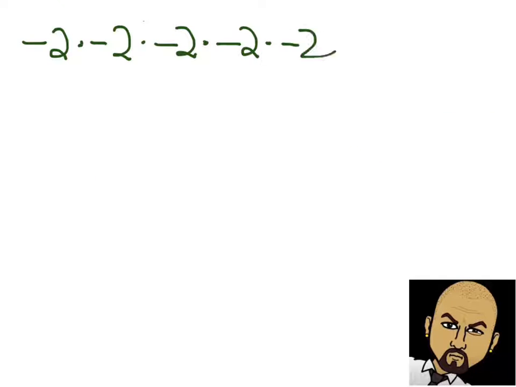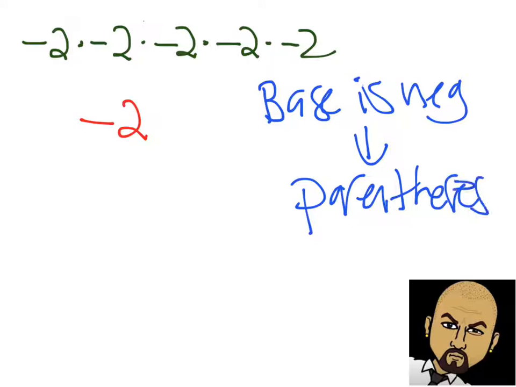How about here? We have negative 2 times negative 2 times negative 2 times negative 2 times negative 2. Again, ask yourself, what is the base? What number is used as a factor? Here we have negative 2 used as a factor. A lot of people write the negative 2 without parentheses, but that is not correct. When the base is negative, it has to be in parentheses. The number being used as a factor is negative 2, so you must put parentheses around the negative 2. That is very, very important.